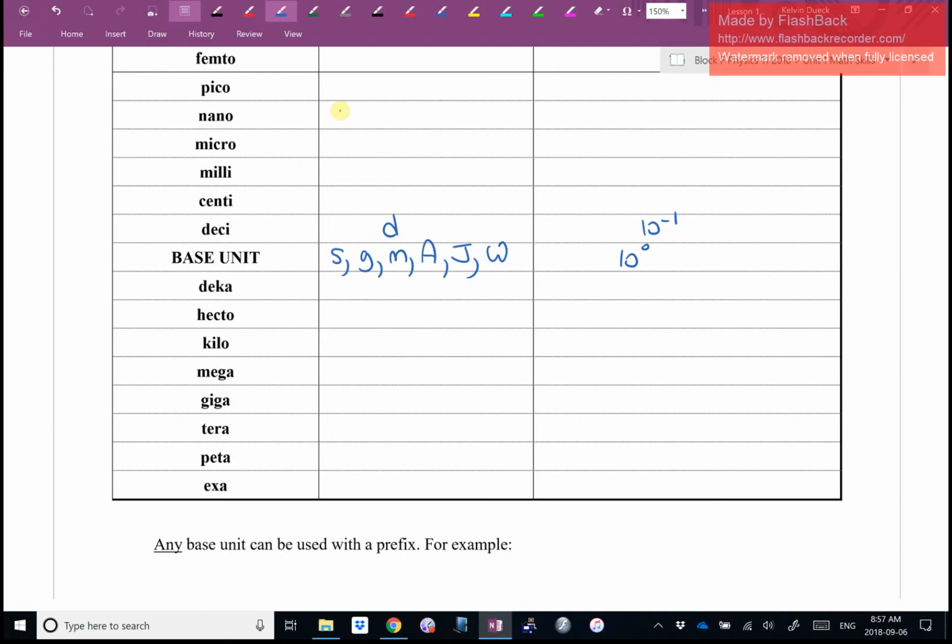Centi, I only know because of centimeters. I hardly ever use that one either. Centi, lowercase c, yes? And it's 10 to the negative 2. You can also write 0.01, but it's less writing to do powers of 10.